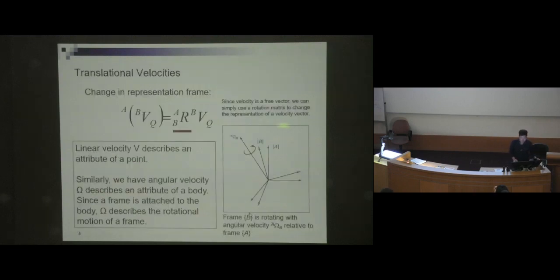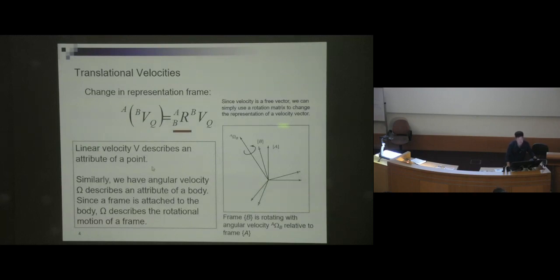When you look at a vector in this manner, we know that velocity is essentially a free vector, meaning that it's not tied to a point, so it can move around the space freely. So when I have BVQ, which we refer to A, I can express it in this form, A_B R times BVQ, since velocity is a free vector. This is the rotation matrix, which tells you that you rotate B with reference to A.